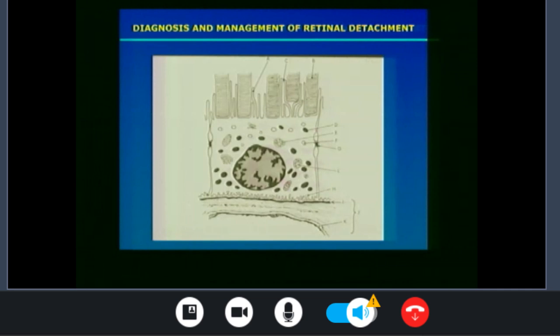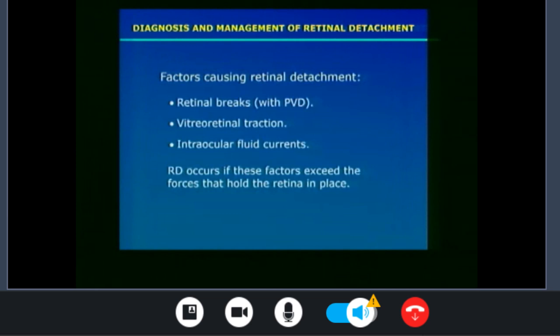This is a diagram to show you. These are the retinal pigment epithelium. You see, we discussed this in basic science, the villous processes of the retinal pigment epithelium, and then you see the outer segments of the photoreceptors interdigitating with these villous processes.